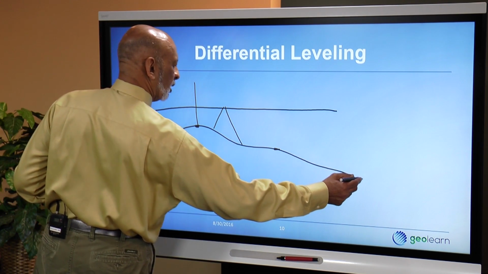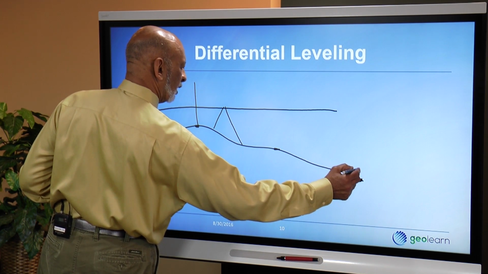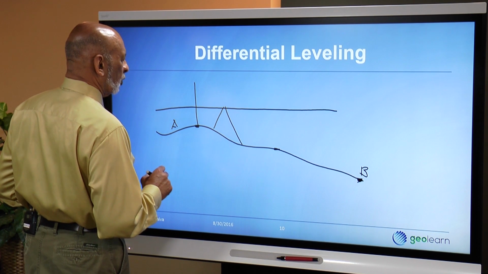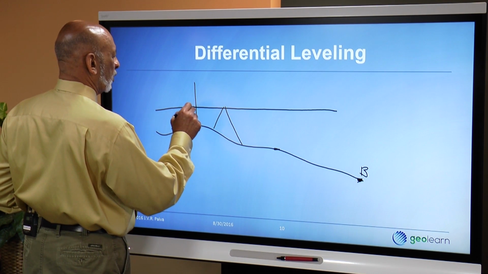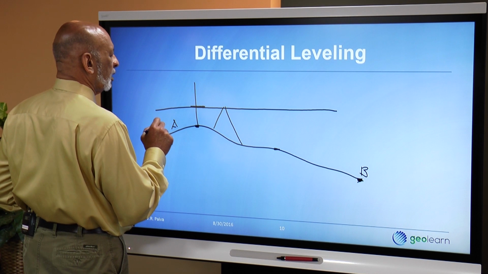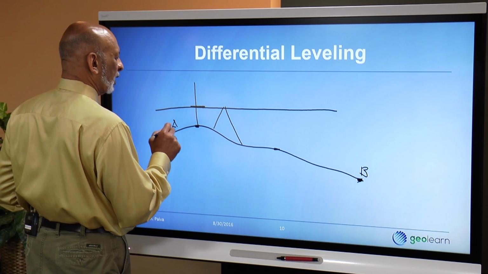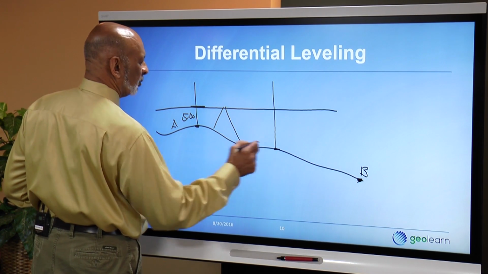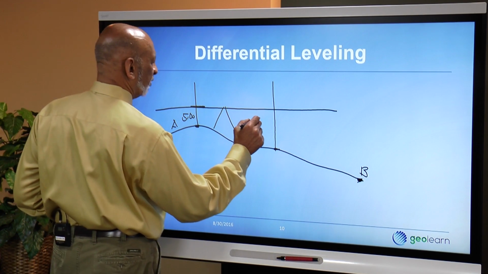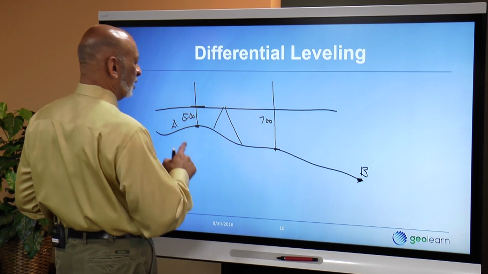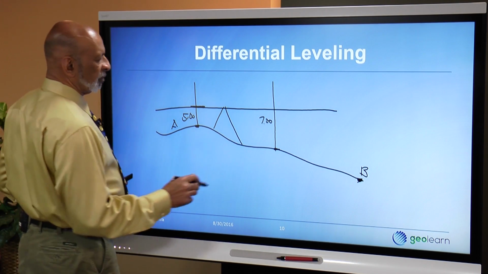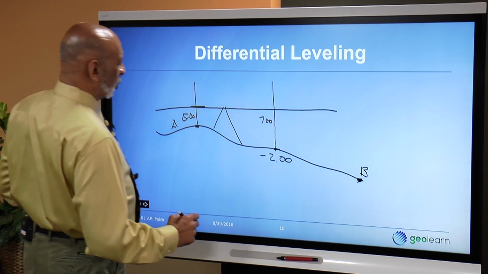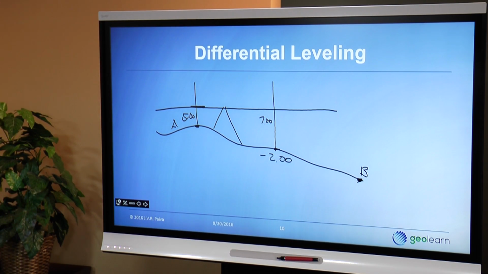Let's say what you need to do is determine the relationship between point A and point B. And so what you do is you read where your horizontal crosshair intersects the rod, and you note that down. Let's say that's 5 feet. Now you do the same thing here, and let's say you now read 7 feet. Well, it doesn't take much looking at this to figure out that you've now dropped in elevation 2 feet. So you're 2 feet below the elevation of point A.